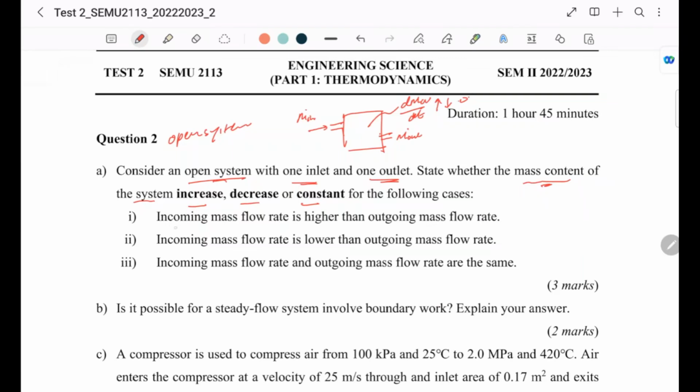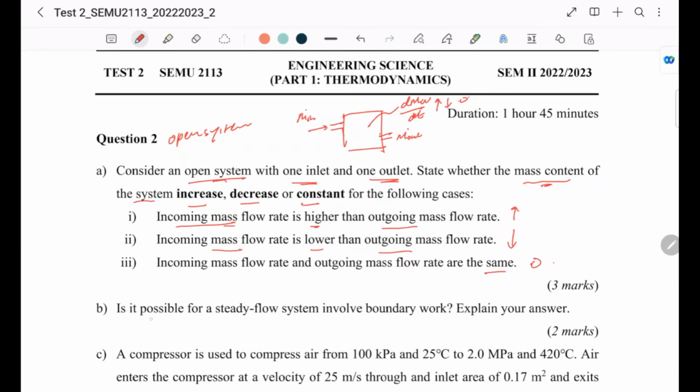Incoming mass flow is higher than outgoing, so that obviously is increase. Incoming mass flow is lower than outgoing, that obviously is decrease. If they're the same, that obviously will be constant. So it's really just testing your understanding of mass balance.